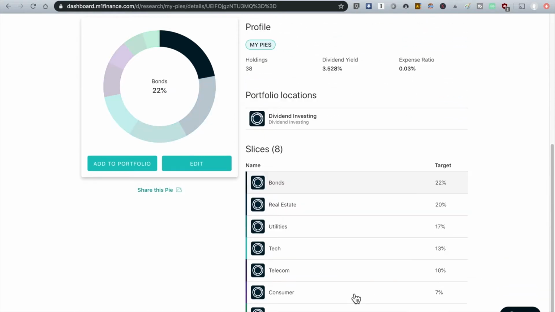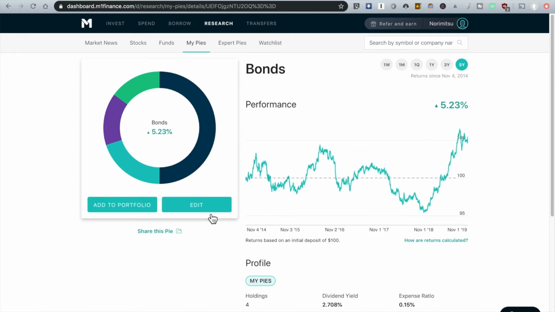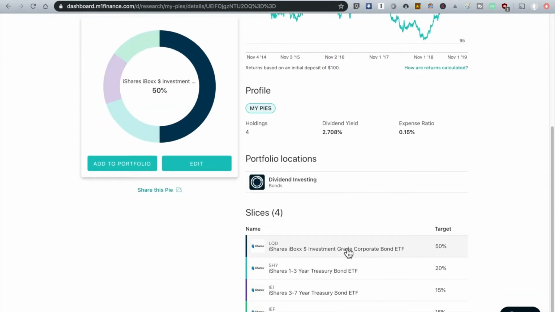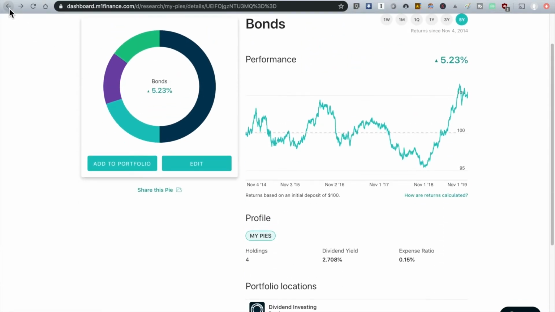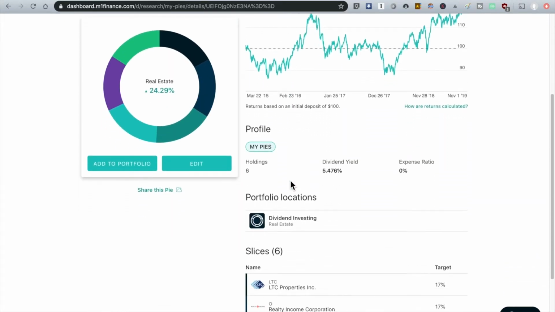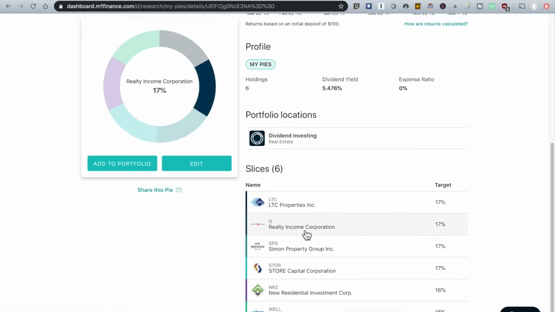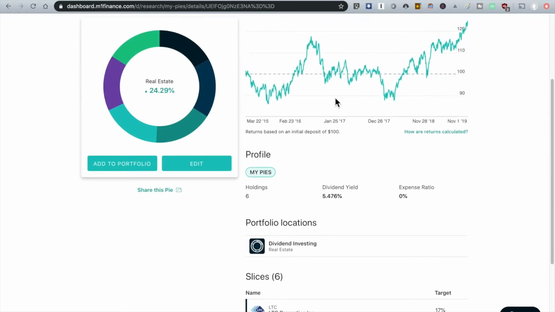So if you go down, you can see here are my slices again, and I could click into the slices of the pie and see all my holdings. And here are my 4 holdings that I invest in for bonds. So I'm going to go back, and my real estate pie, you can see my different companies that I invest in, and I also say what percentage I want to invest for each company in these pies, all right? And it also shows me these nice dividend yields and this nice graph.